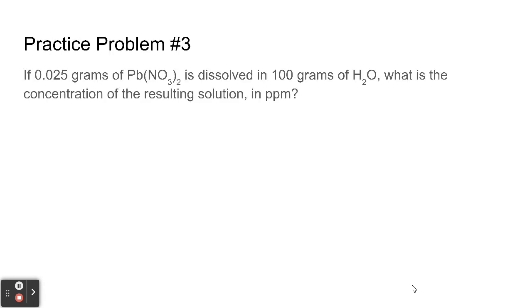I'll give you a practice problem here. So if you have 0.025 grams of lead nitrate, and that is dissolved in 100 grams of water, what is the concentration of the resulting solution in ppm? So go ahead and take a moment to try to solve this one, and then we'll work through it together and see if you got the right answer.